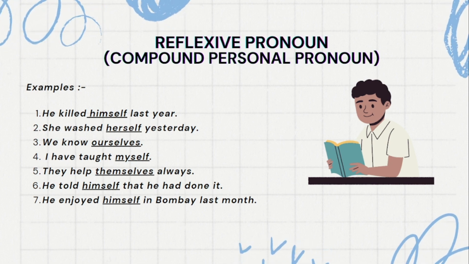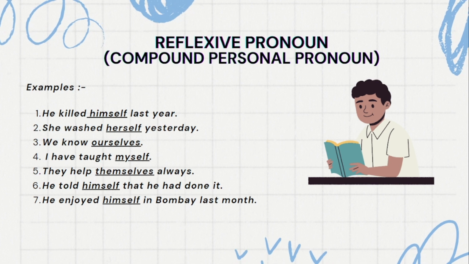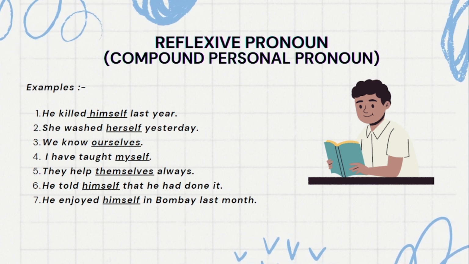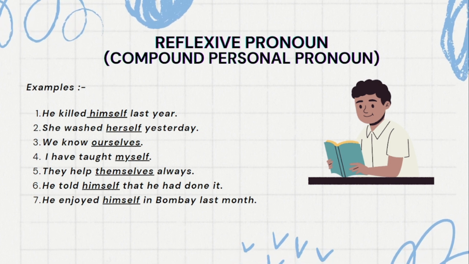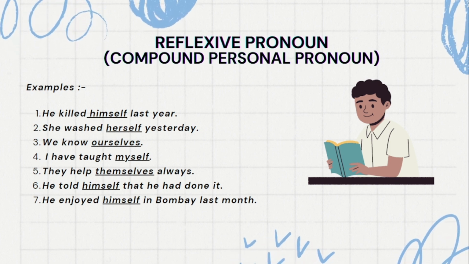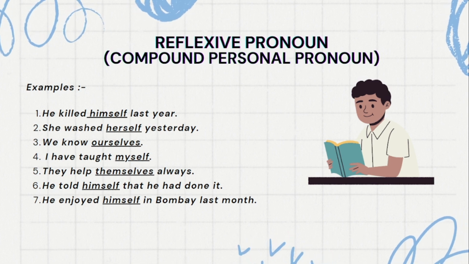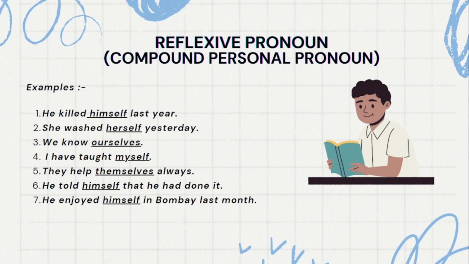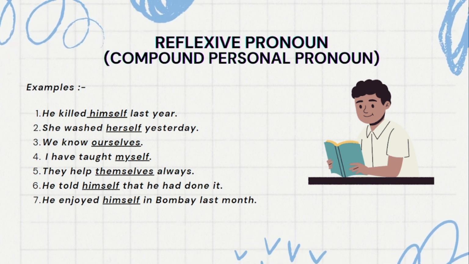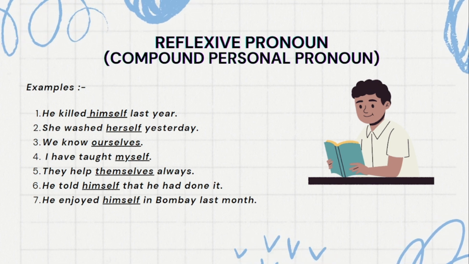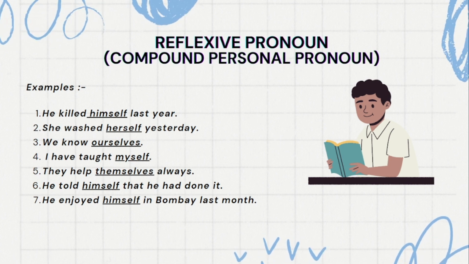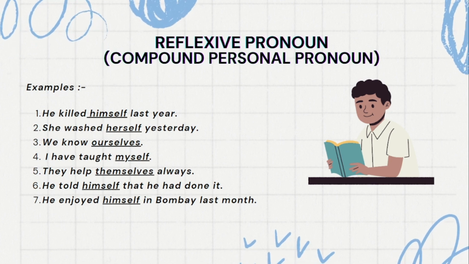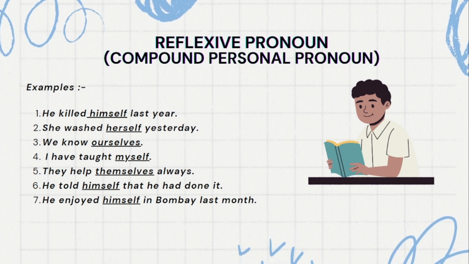Fourth example. In the fourth example, the reflexive pronoun is myself. It is written after the main verb taught. In the fifth example, the reflexive pronoun is themselves. It is written after the main verb help. In the sixth one, the reflexive pronoun is himself. That is written after the main verb told. In the seventh one, the reflexive pronoun is himself. It is written after the main verb enjoyed.